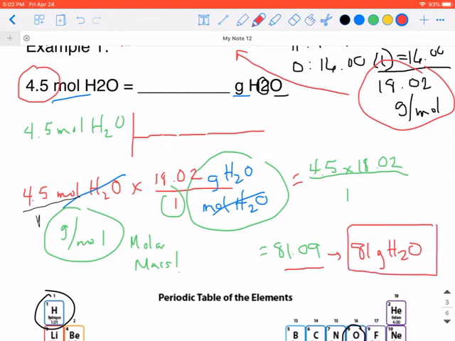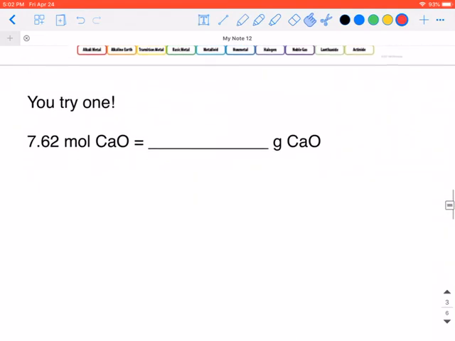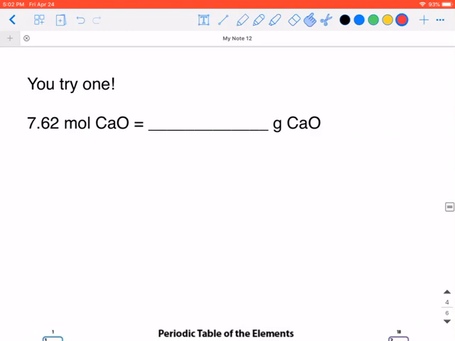Right, and that is my final answer. So, why don't you guys go ahead and try this one? I'm asking you, if I have 7.62 moles of calcium oxide, how many grams is that? So go ahead and give it a try. Hit play when you're ready to go over it.